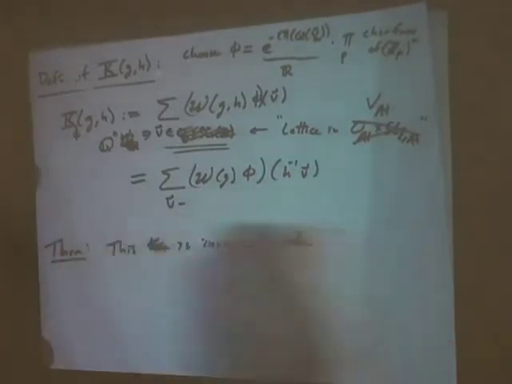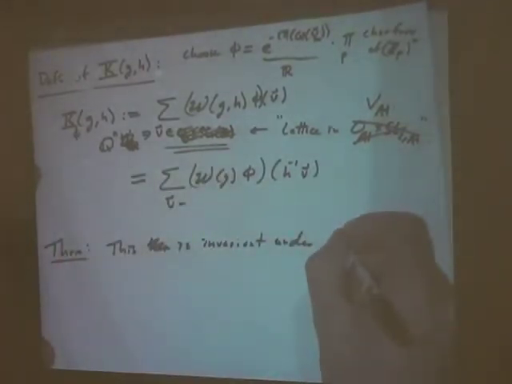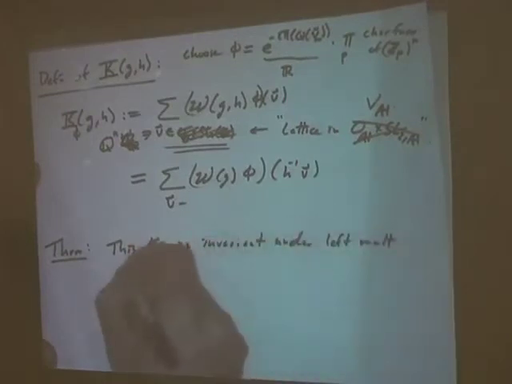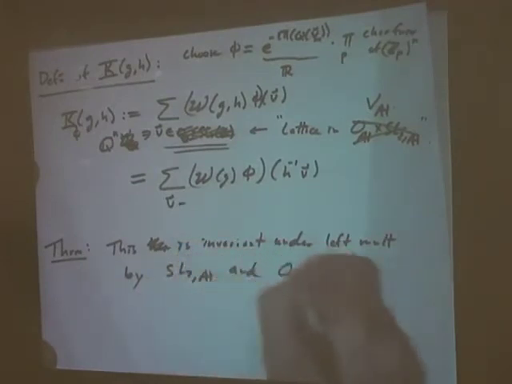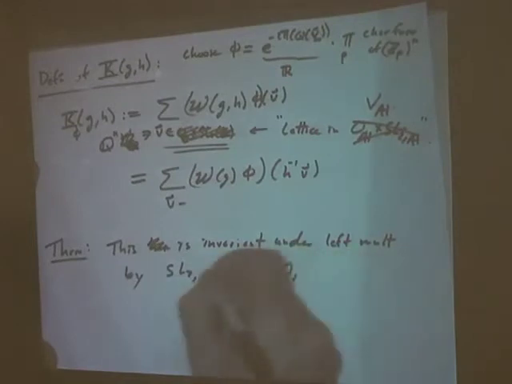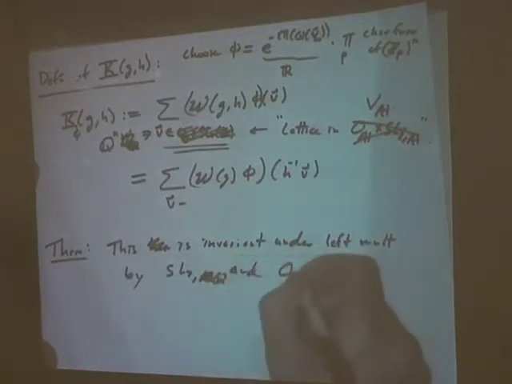So the claim is that this kernel function is invariant under left multiplication by both the group SL2 of A and SL2 of Q and the orthogonal group of Q.